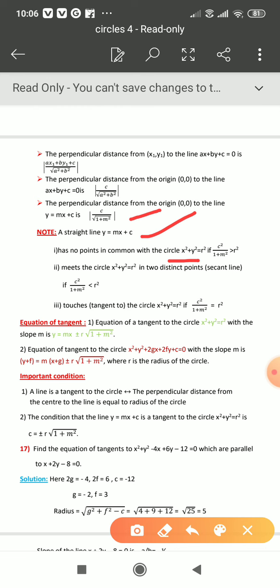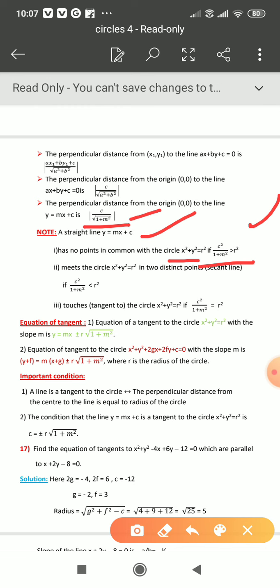So d greater than r means d square greater than r square. Here d is modulus c by root of 1 plus m square, so d square is c square by 1 plus m square, which is greater than r square. So the first condition: if the given line is external to the circle, then c square by 1 plus m square is greater than r square.